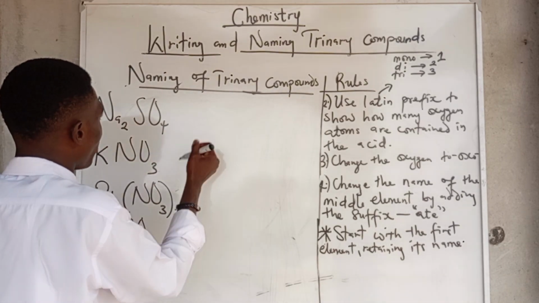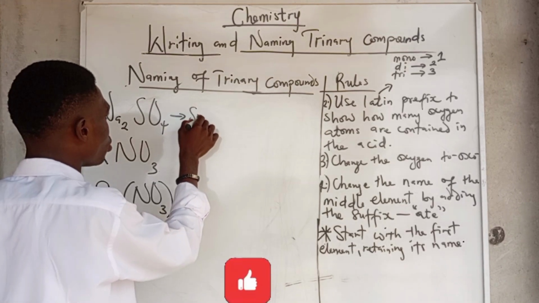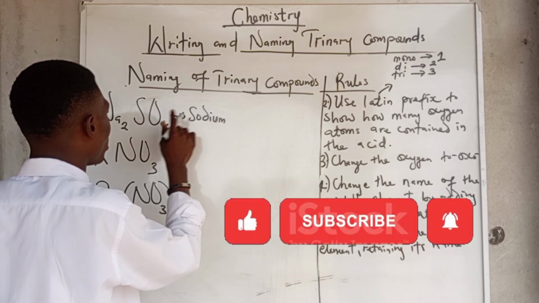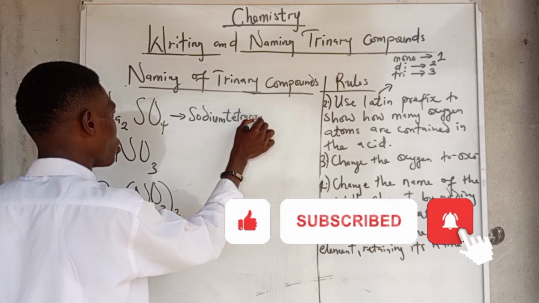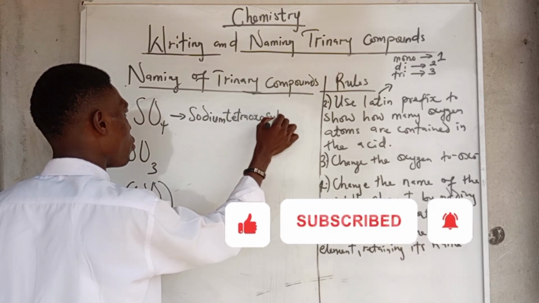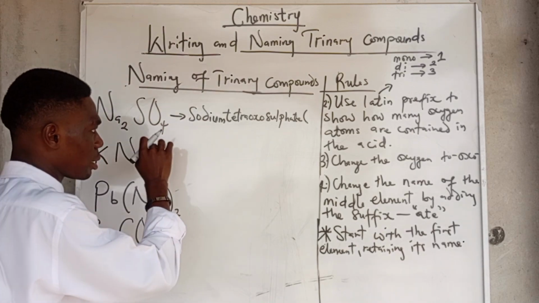So to name this compound, we're going to put it as what? This is sodium. So write sodium, then tetra, because it's 4 oxygen. Sodium tetraoxo. Then this is sulfate. And then remember the sulfur is 6.